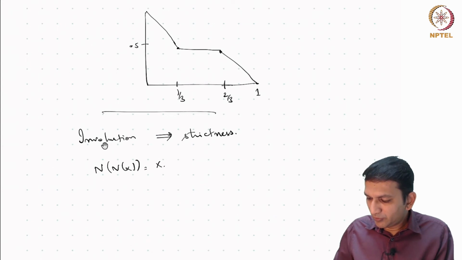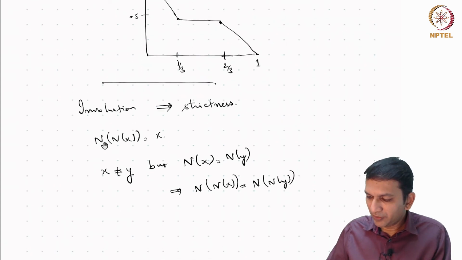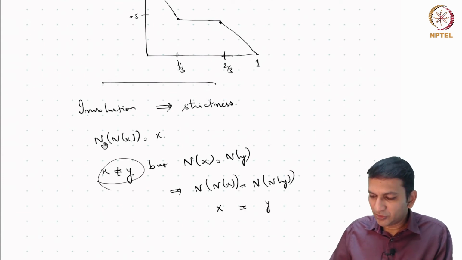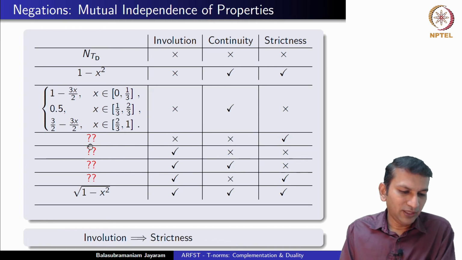So involution means n of n of x is equal to x. Let's assume for the moment that x is not equal to y, but n of x is equal to n of y, that is, it is not one to one. But this means if I apply n once more, n is a function, so n of n of x should be equal to n of n of y. But because it is involutive, n of n of x is x and this is y, and it says x is equal to y, contrary to our assumption. So essentially we are saying if n of x is n of y, then x has to be equal to y. So clearly, if it is involutive, it is also strict.